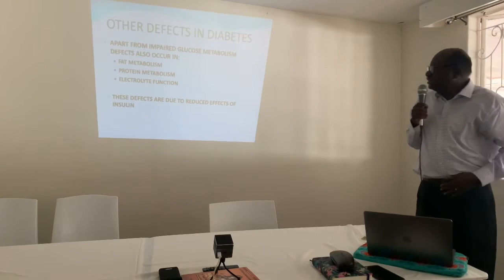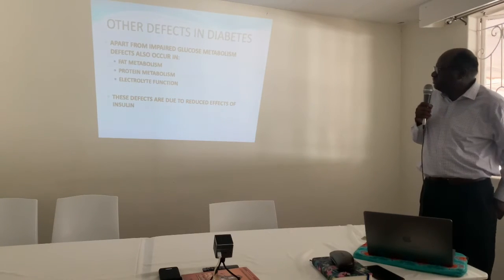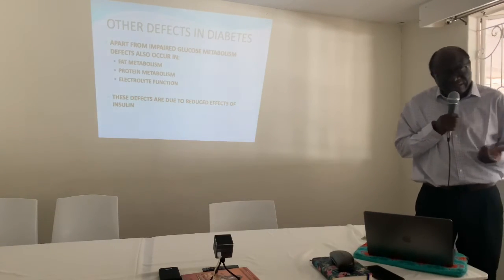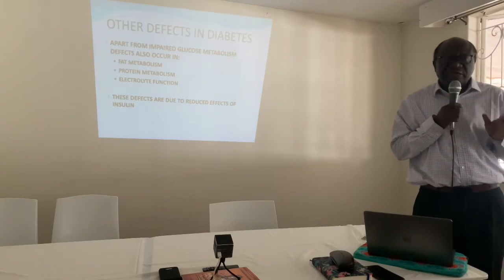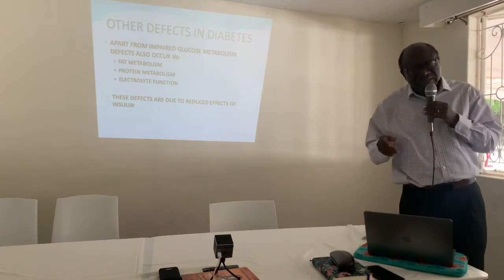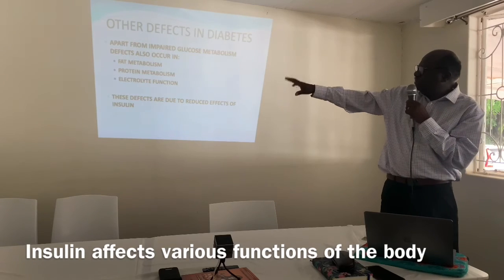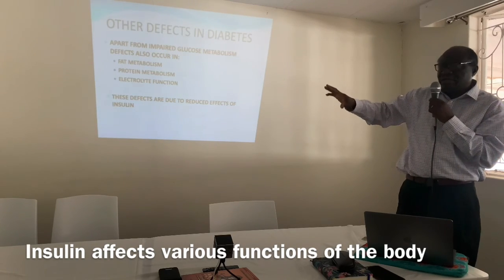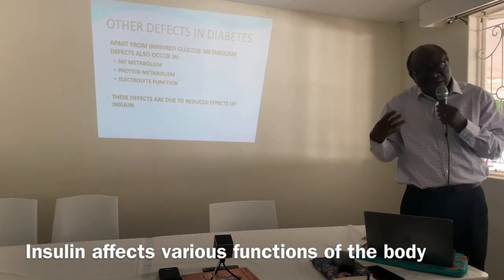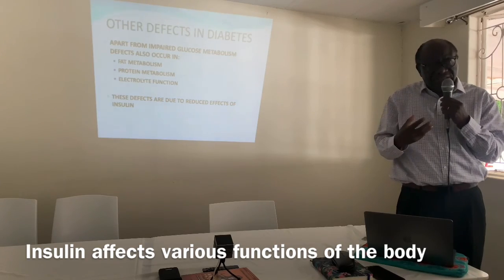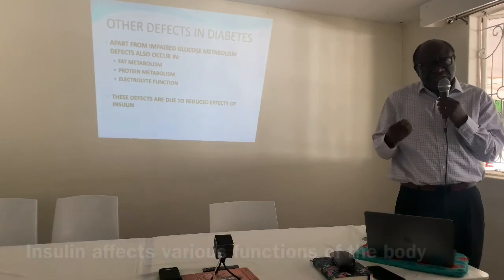Now, we call it sugar disease or hyperglycemia, but it's not only the sugar which becomes deranged. Other things like the fat metabolism, the protein metabolism, and electrolytes all depend on insulin and are affected by the insulin deficiency.